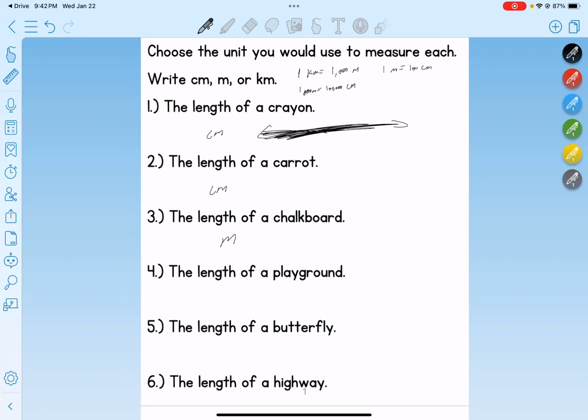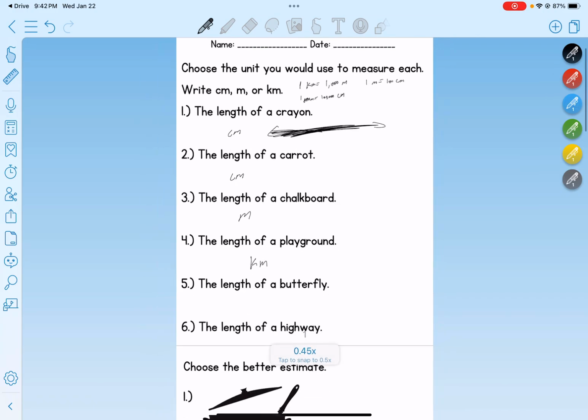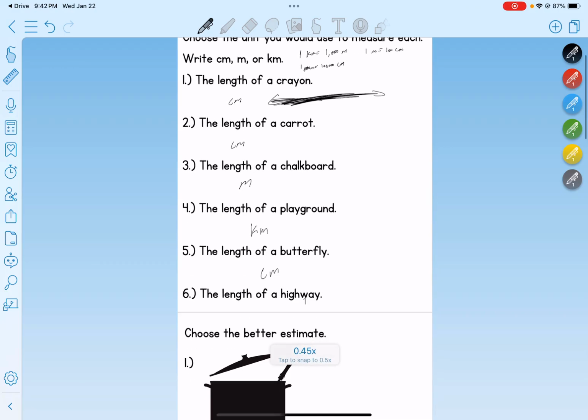A playground area. Depending on the playground, we're going to go with a really big one, so we would like to use a kilometer. The length of a butterfly: butterflies are really small, so we'll go with centimeter. The length of a highway, we would definitely want to use a kilometer because highways are very long.